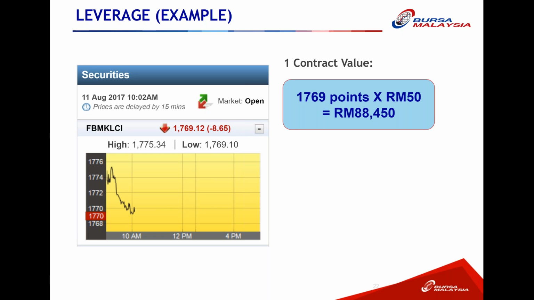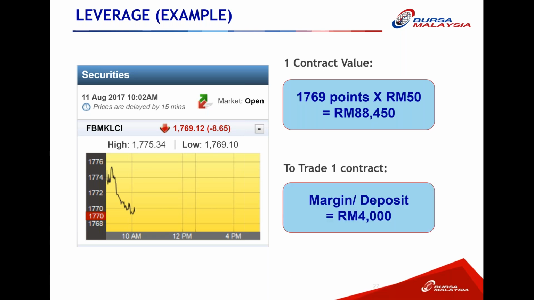But do you need to pay 88,000 to own one contract or not? You don't need to. Basically, for you to own one contract, the margin, or in layman's terms the deposit required, is only 4,000. It means you use 4,000, and you can own a contract worth 88,000. So this is part of the leverage.